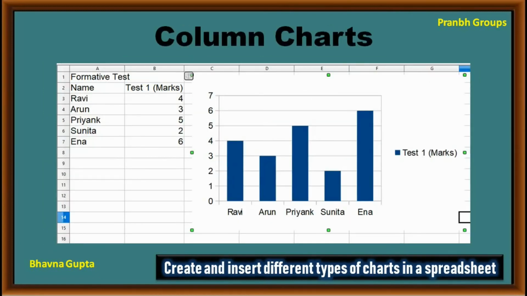And next one, column chart. Column charts are used for showing comparison between various data items. Each column in the chart presents the value of one data item.